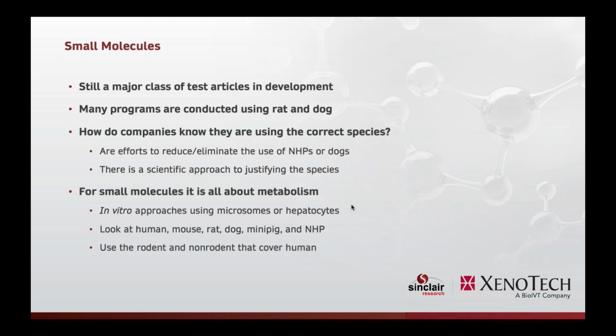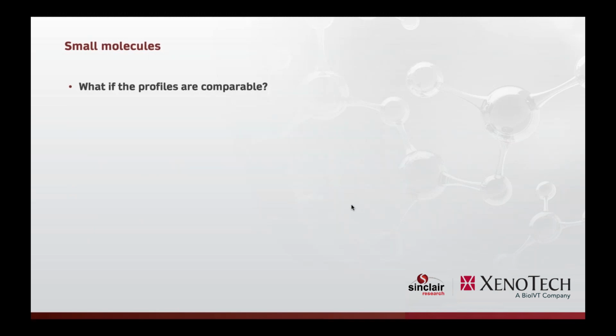Your molecule is different. How it's metabolized can be unique to your particular program. But sometimes the profiles will be comparable. So you run the in vitro metabolic profiling, and rat and mouse are basically identical, and they both cover human. What then? So looking at things like pharmacology, so similar to the biologics, is the pathway that I'm impacting more represented in the rat versus the mouse?